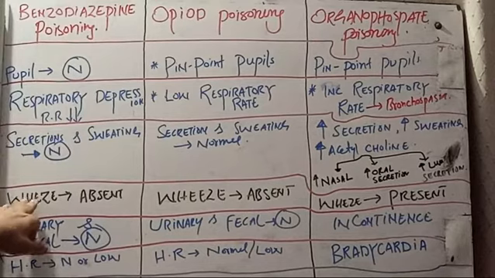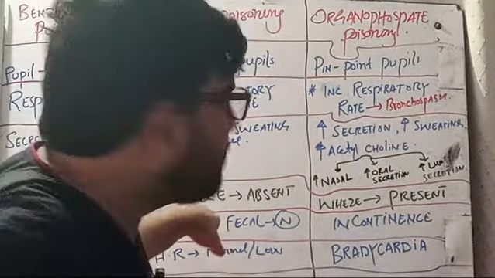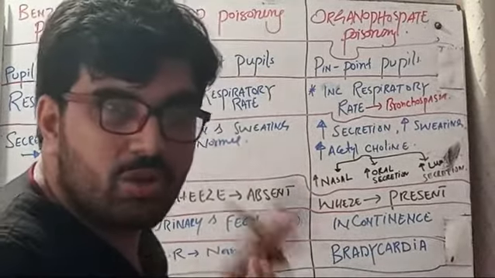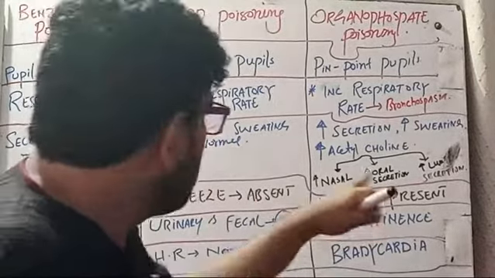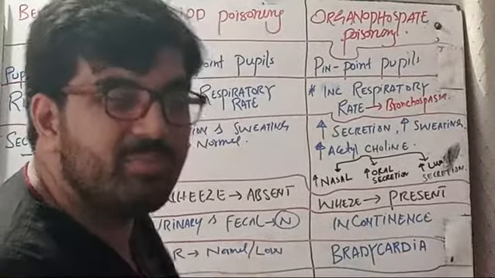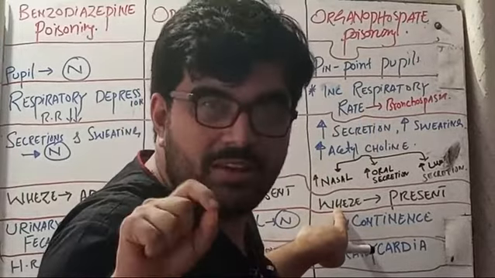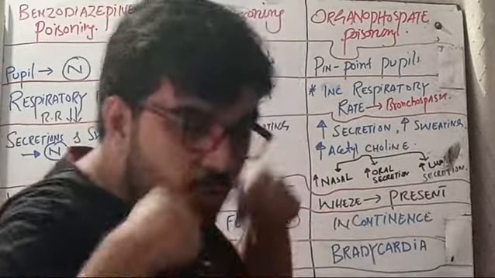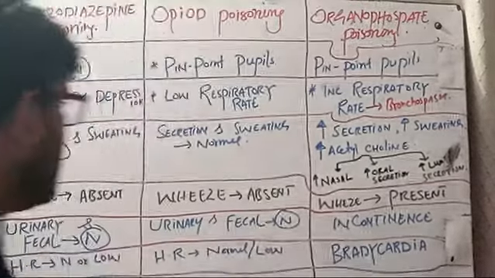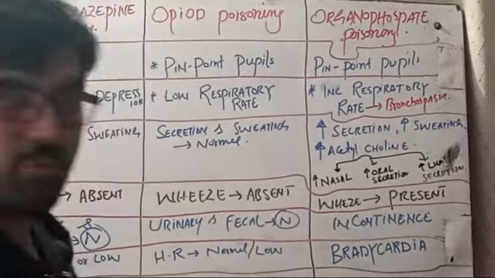Wheeze: in benzodiazepine poisoning wheeze is absent because the airways are normal. Again, in opiate poisoning, the wheeze is absent. But in organophosphate poisoning, the bronchi are under the control of parasympathetic and sympathetic systems. Acetylcholine causes bronchospasm. The sympathetic causes bronchodilation, the parasympathetic causes bronchospasm. So there is a wheeze. But if there is a very severe condition, there is no movement of air. If there is no movement of air at all, there will be absent breathing. So absent breathing is a danger sign in asthma as well as in organophosphate poisoning, because there is no movement of air at all.